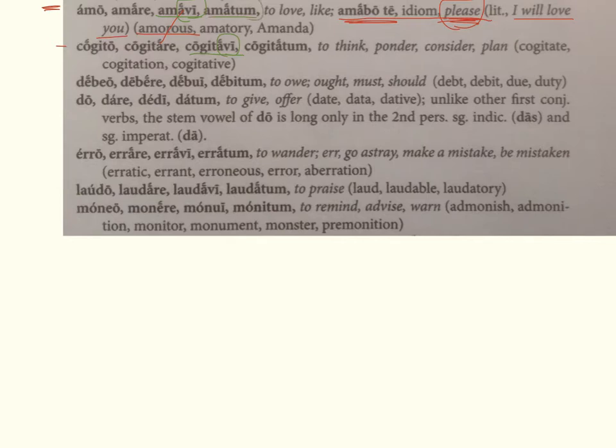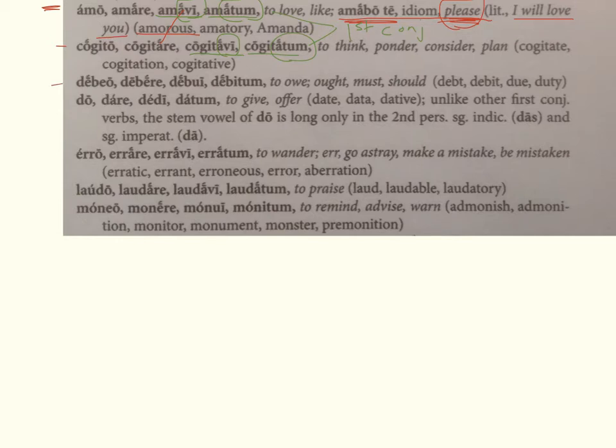Fourth principal part, atum, atum. So this is a pattern, third principal part avi, fourth principal part atum, that you see in first conjugation. Not all first conjugation verbs, but the vast majority of them. So watch out for that pattern. It will help you to memorize things.